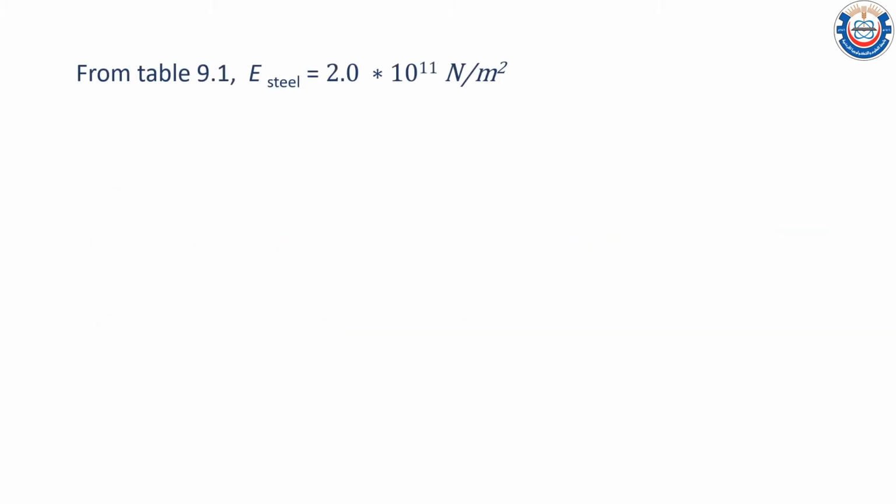From table 9.1, you can get the Young's modulus for steel, which is equal to 2 times 10 to the power 11 Newton per meter square. And then you can calculate the change in length delta L, which is equal to 1 over E times the external force divided by cross-sectional area times the original length L naught, which is equal in this case to 0.89 millimeter.